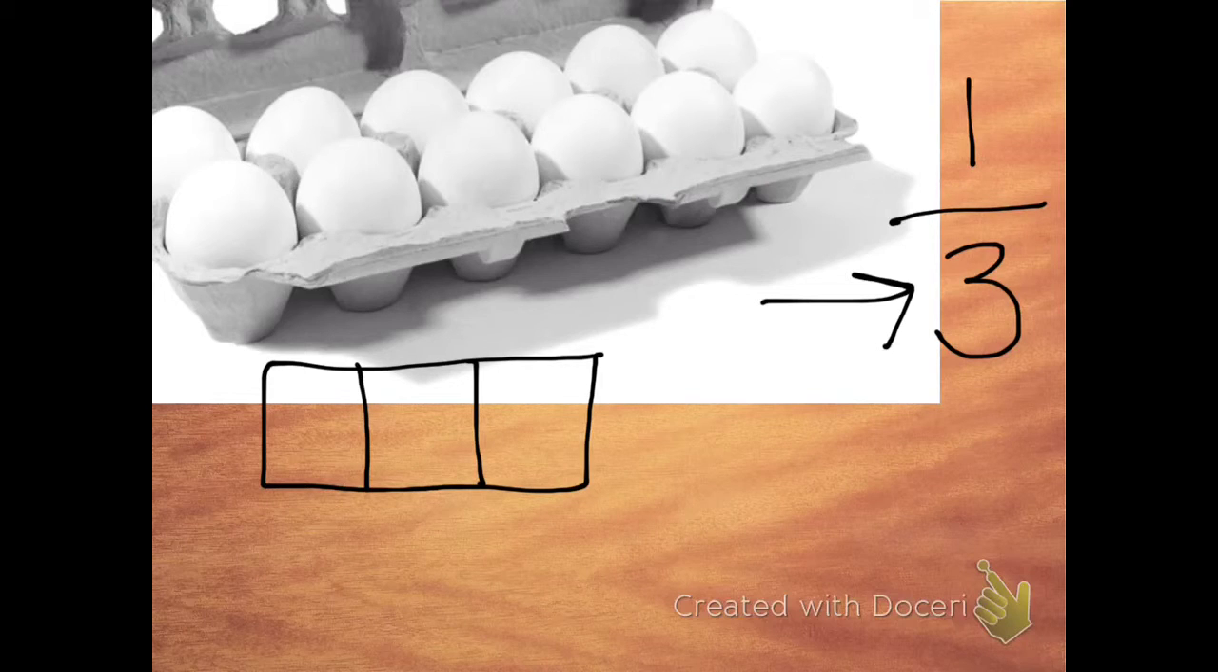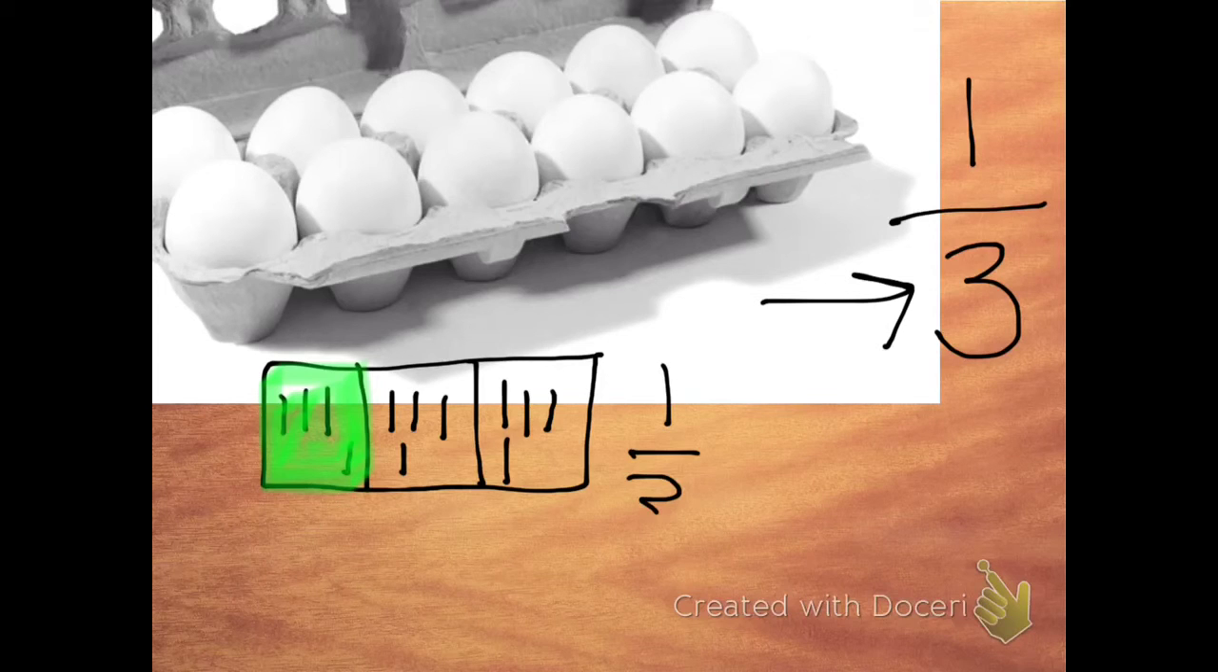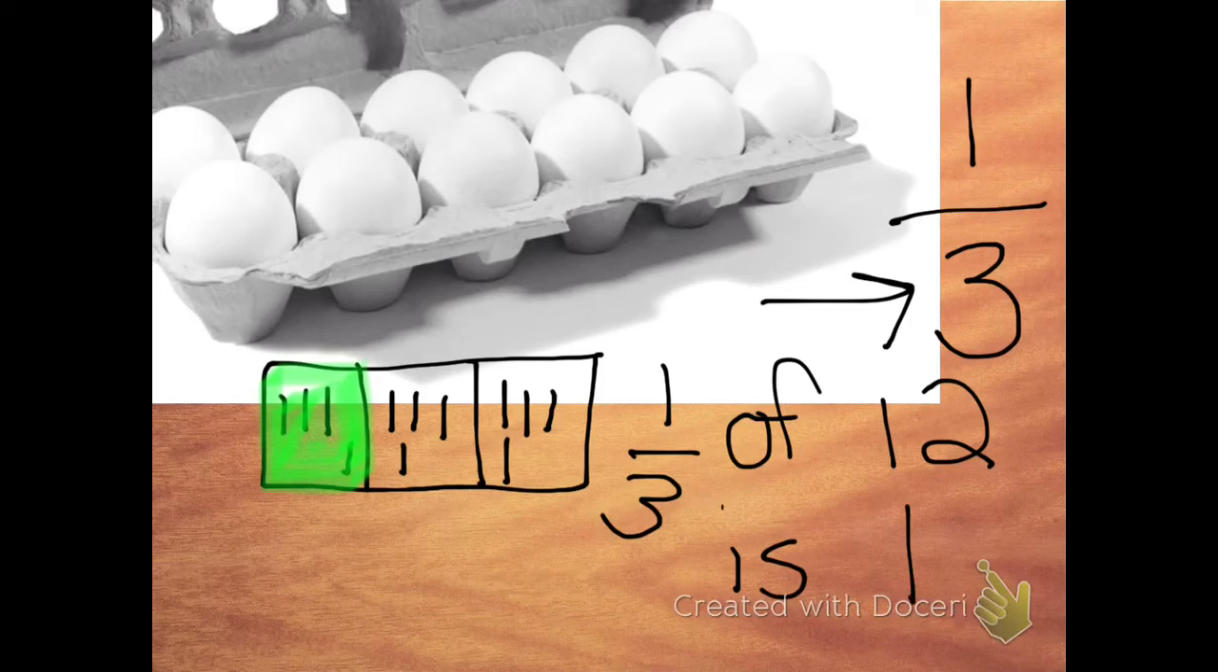Now what I need to do is I need to take that 12, because there's 12 eggs in a dozen, and I need to divide it up. So I'm just going to put a tally mark in each box. 1, 2, 3, 4, 5, 6, 7, 8, 9, 10, 11, 12. And I just need to figure out 1/3. That's just one box. So I count the number of tallies in one box, and I see that there are 4. So 1/3 of 12 is 4 eggs. I used 4 eggs in my brownie mix.